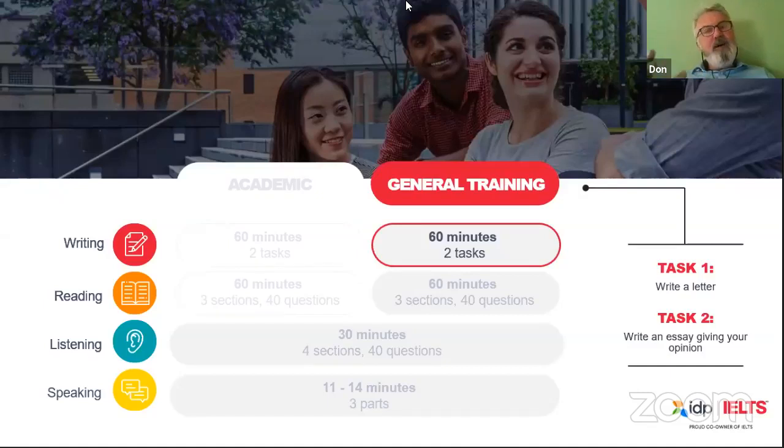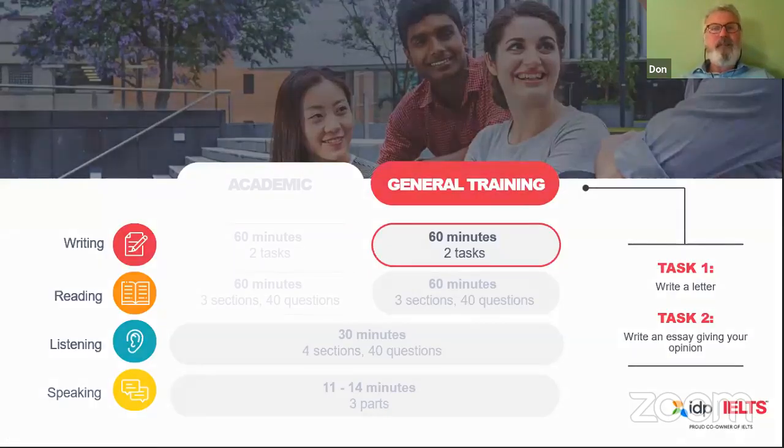Now, if you are reading in English, if you are reading newspapers in English or magazines in English, look at opinion pieces. Look at a columnist who wants to give his or her opinion about a topic. That is a good example of a task two essay. So read, that's an important tip.